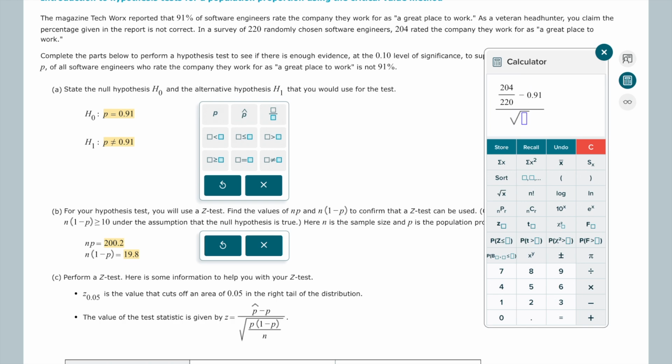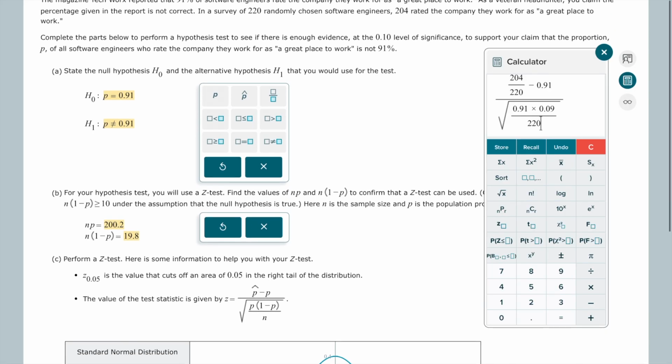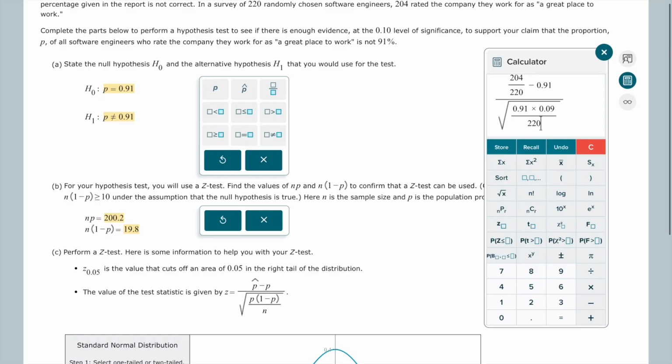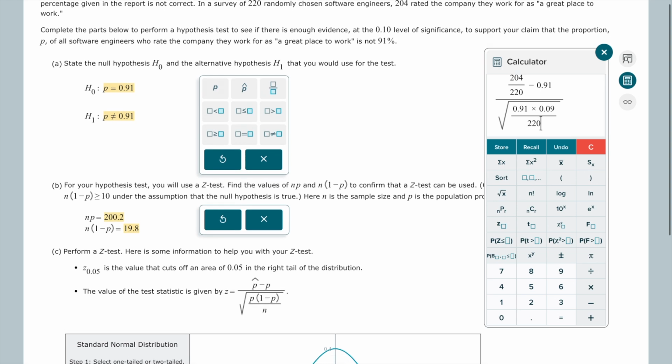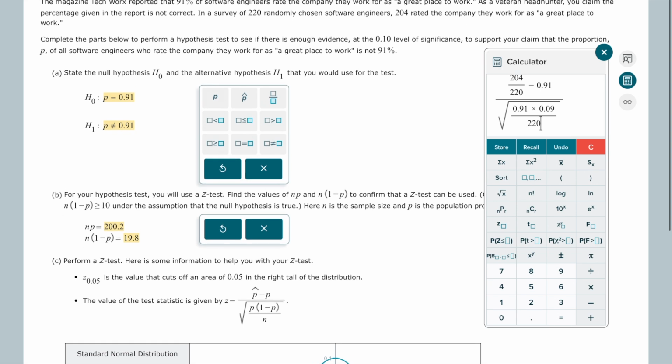And then I do the square root. I'm going to hit the division button again. We're doing 0.91 times 0.09, how many people said yes versus how many people said no, divided by how many people we sampled, which is 220. Okay, everybody good on that formula right there? No, you're not good on that formula? So the P is the number you're arguing about, and then the P hat is how many you sampled.